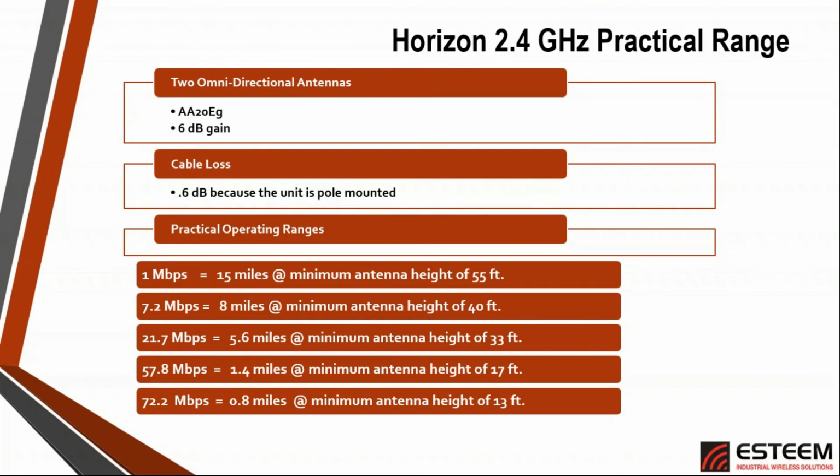So what we did is we do most of ours based upon two omnidirectional antennas. So we put up two omnidirectional antennas, with 6 dB gain apiece. We add that same calculated loss, go through there. What our practical range is then, our lowest data rate running at 1 megabit per second, gives us a range of 15 miles. At the fastest data rate between two omnidirectional antennas, it's about 0.8 miles. So our nominal range is somewhere in the middle there, somewhere between about 5 to 7 miles.